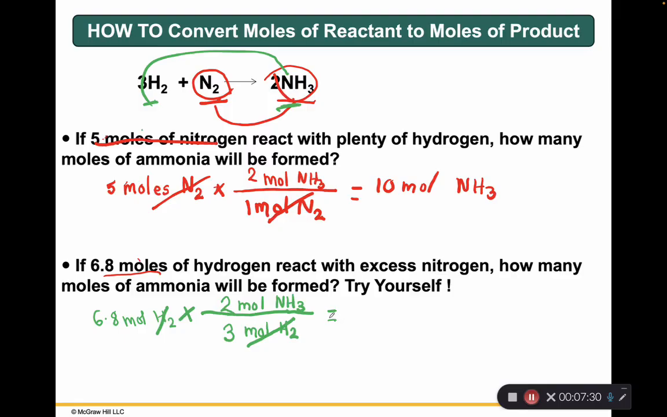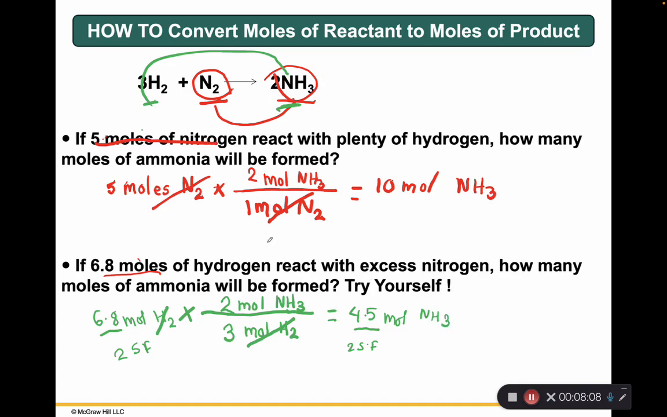I have in the problem 6.8 times 2 divided by 3. The calculator might give you 4.533333 and so on, right? How can we report this answer? Our starting number is 2 sig fig, so our final answer should be reported in 2 sig fig. So 4.5 moles of ammonia will be the answer here.